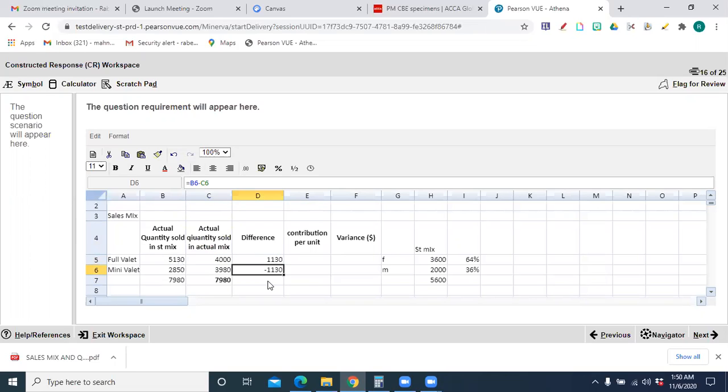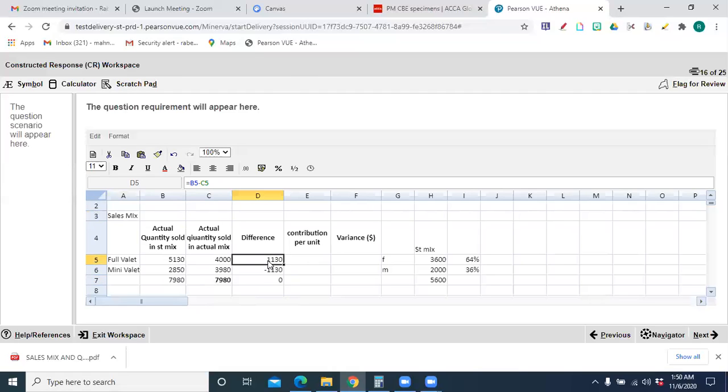And I told you the overall change in the quantity would be equal to 0. There's no quantity change. The actual quantity sold is the same. Here the quantity sold and here the quantity sold is the same. Okay, there's no difference in the quantity. Due to the quantity, there's a change in the profit that we would study in the sales quantity variance. So in sales mix variance, it's only due to the change in the mix.